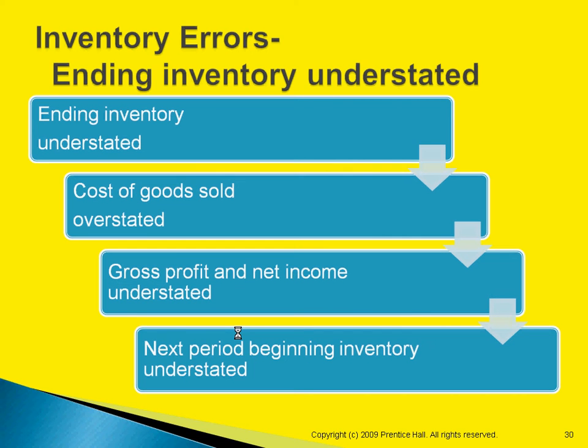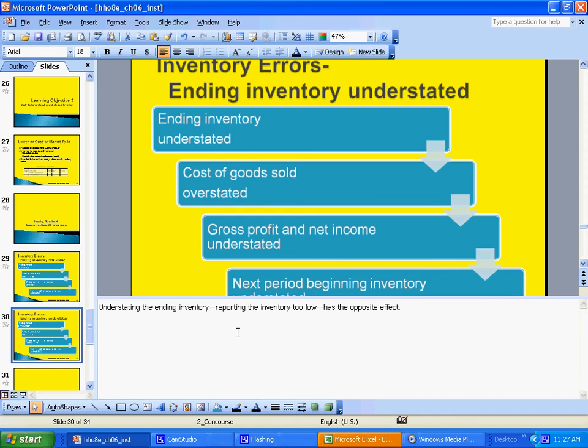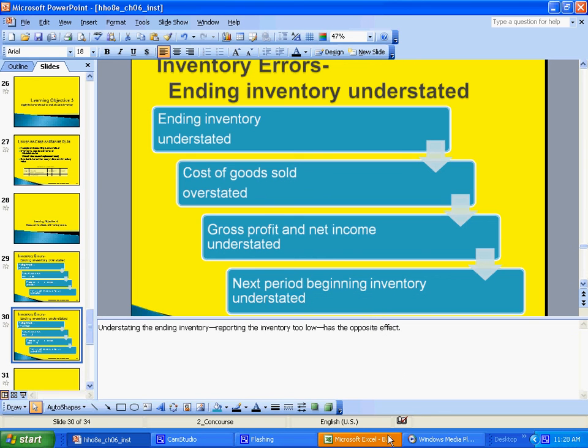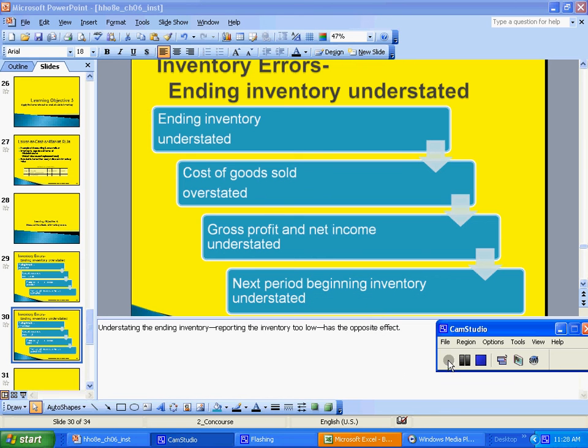So, that is the way I remember how to track inventory items. The 3 things go together: inventory, income, and gross profit. If one is overstated, they are all overstated. And cost of goods sold goes the opposite direction. Okay? So that's how we would track inventory errors.